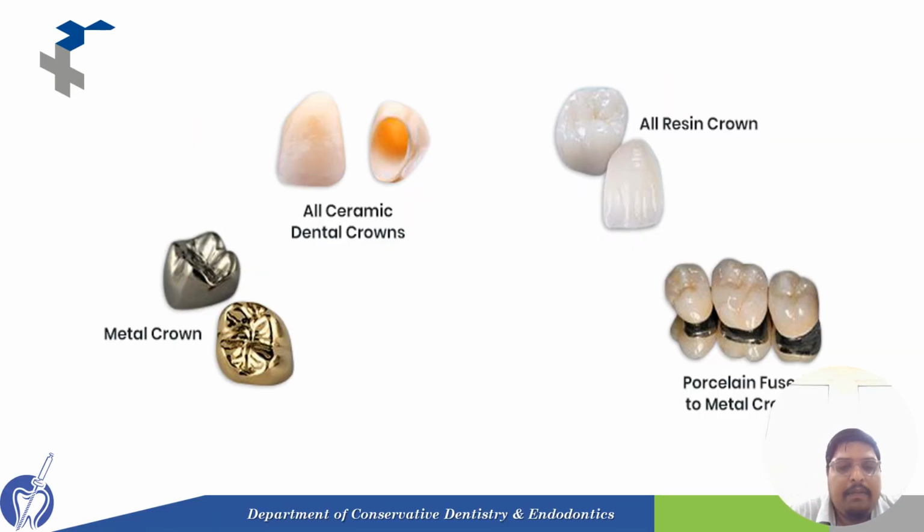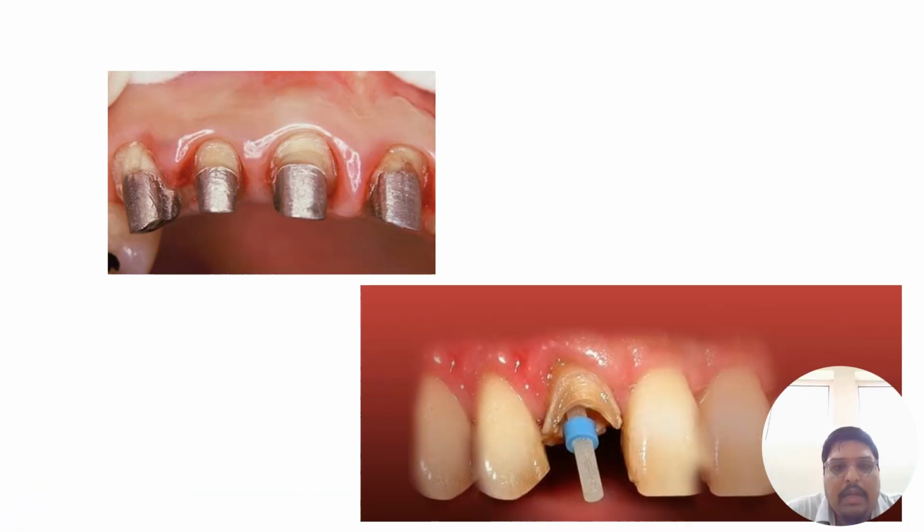Coming to crowns, we see metal crowns, all ceramic dental crowns, all resin crowns, porcelain fused to metal crowns. Metal crowns are usually indicated in child restorations, that is stainless steel crowns. All ceramic crowns depend upon anterior aesthetic rehabilitation. All resin crowns are indicated in orthodontic bracket patients. Porcelain fused to metal crown is indicated in posterior restorations.